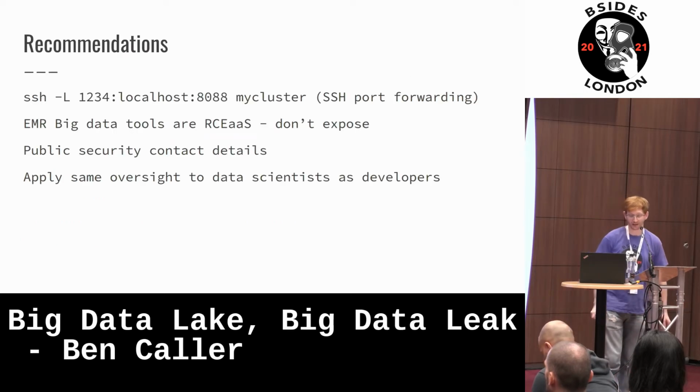So, recommendations. If you want to access one of these web interfaces on your cluster, the AWS documentation will now recommend SSH port forwarding. For this, if you use a command like this, as long as you can SSH into your cluster, if you go on your web browser and access localhost port 1234, your SSH client is actually going to route that onto the master node of your cluster on port 8088. So this is a more secure way of accessing things without having to open lots of random ports.